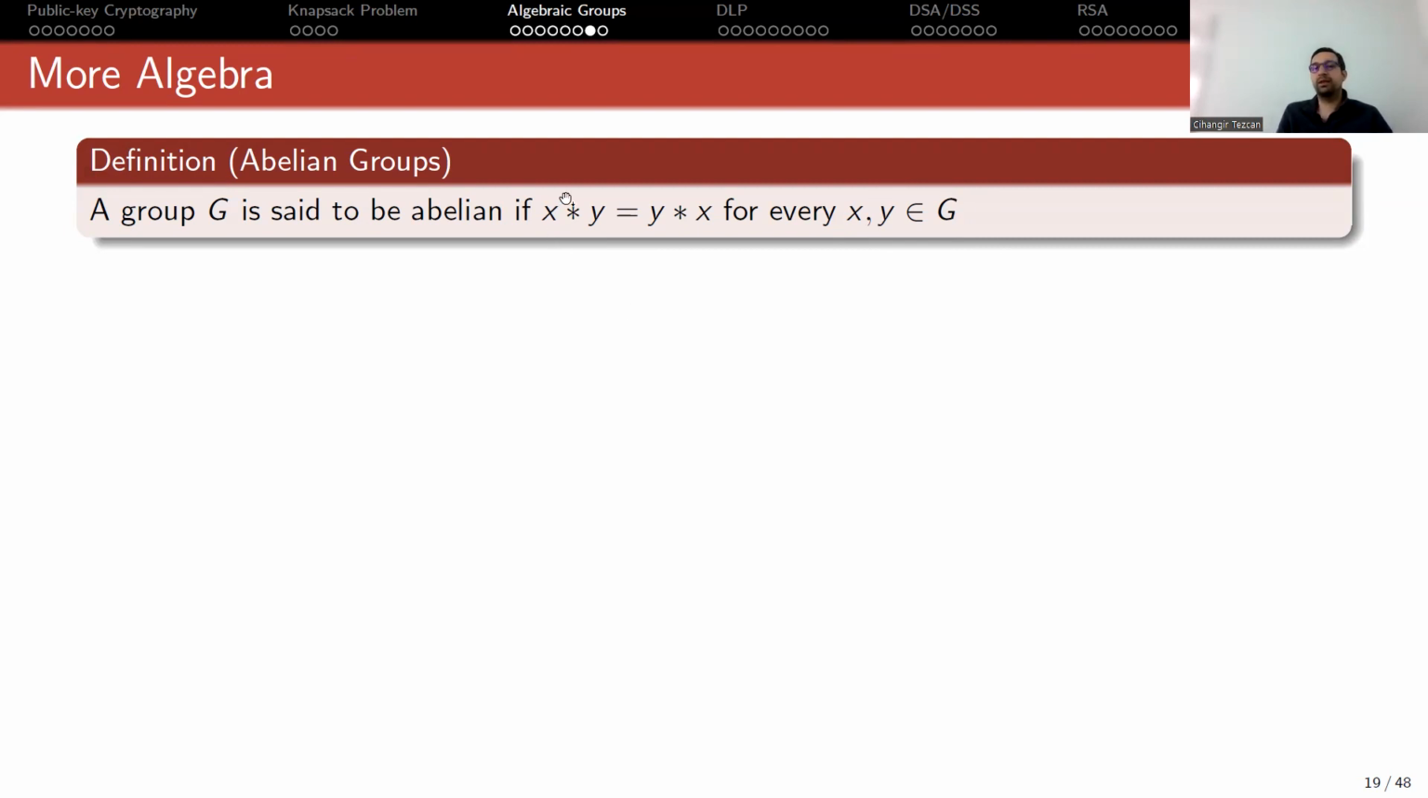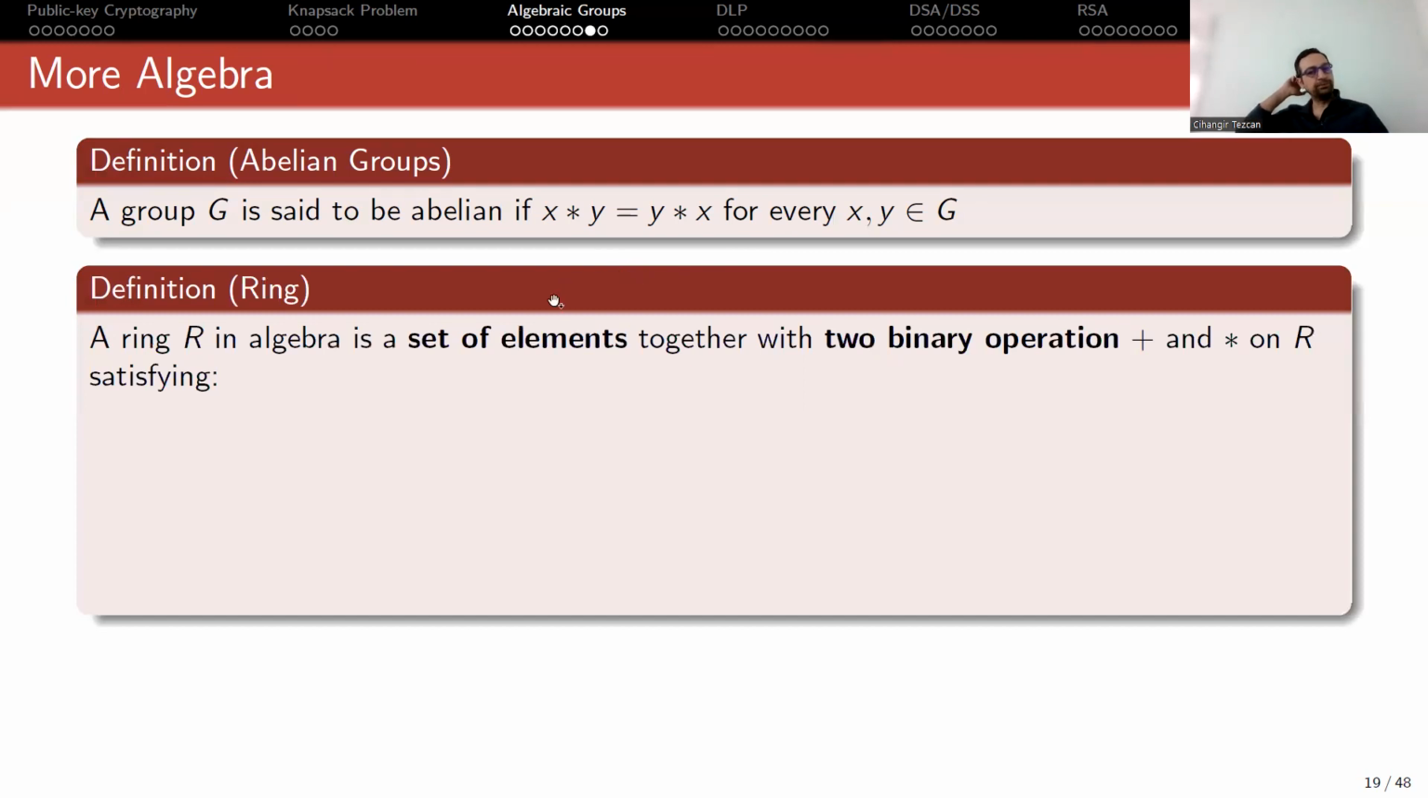But think about matrix multiplication as your star operation. It is not commutative actually. Multiply two matrices, X and Y, then multiply Y and X. Most of the time you will get different results, okay? So this will lead us to the definition of ring. A ring R in algebra is a set of elements together with two binary operations. In the group we had one binary operation. Here we have two operations, plus and multiplication, let's say, on R, satisfying: R is an abelian group under addition.